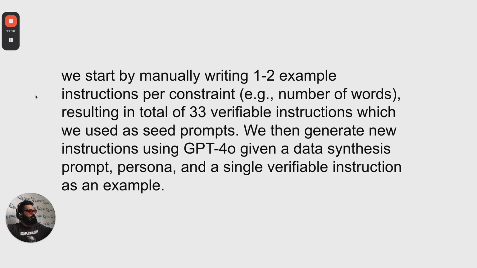So when it comes to synthetic data generation for these constraints, we start by manually writing 1 to 2 example instructions per constraint. For example, number of words that the model has to include in its response, resulting in a total of 33 verifiable instructions which we used as seed prompts.